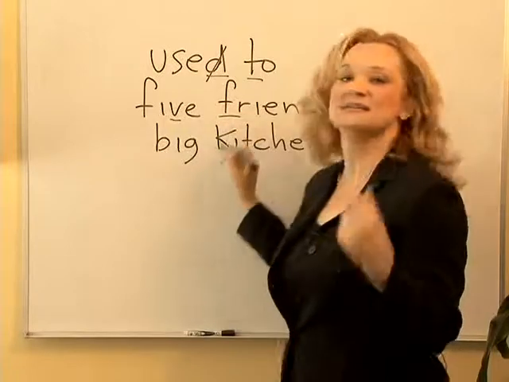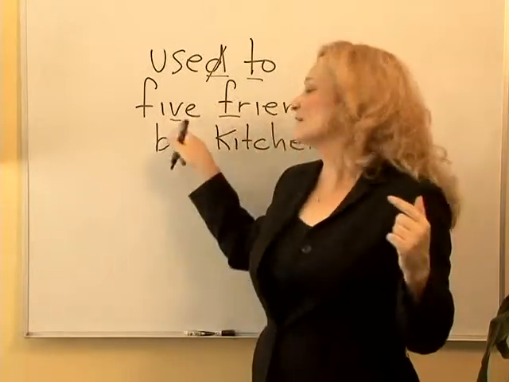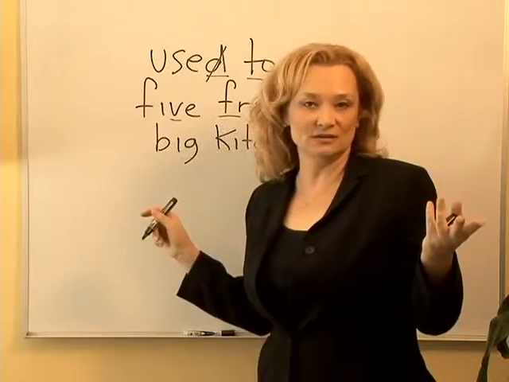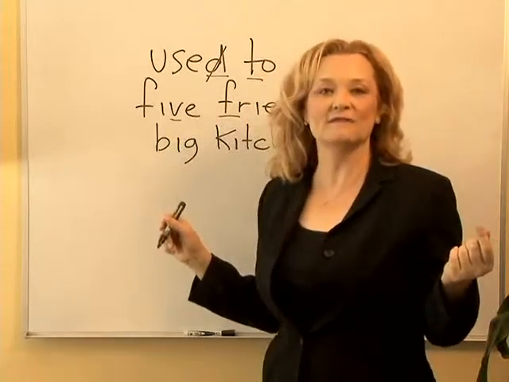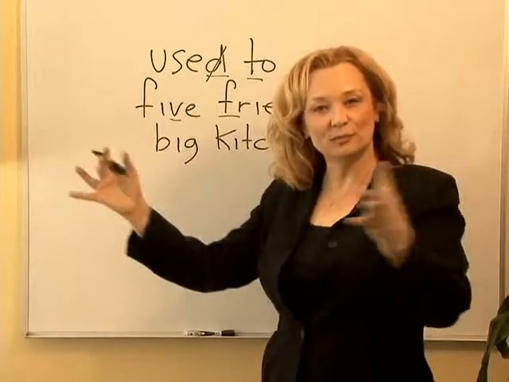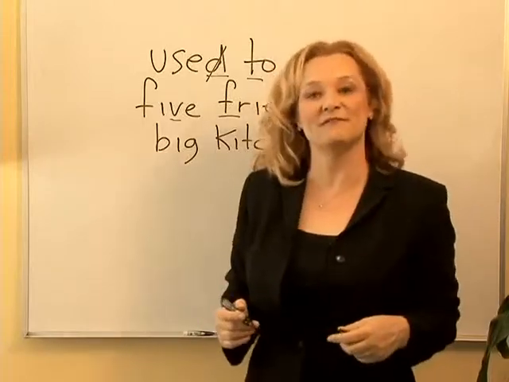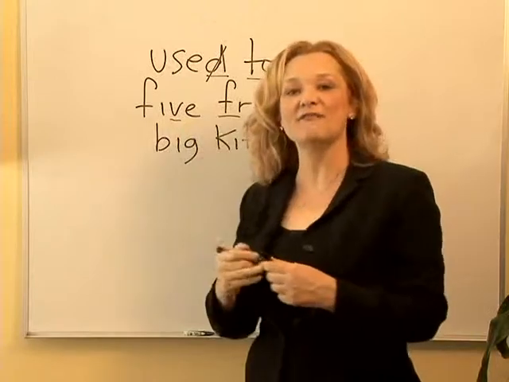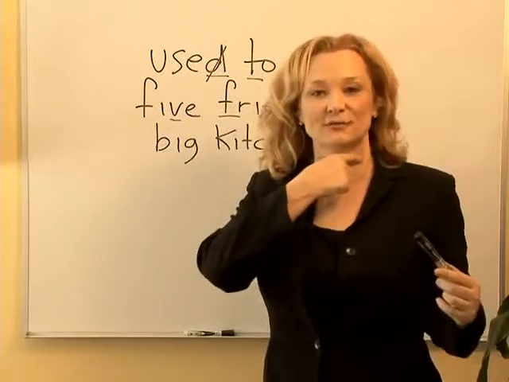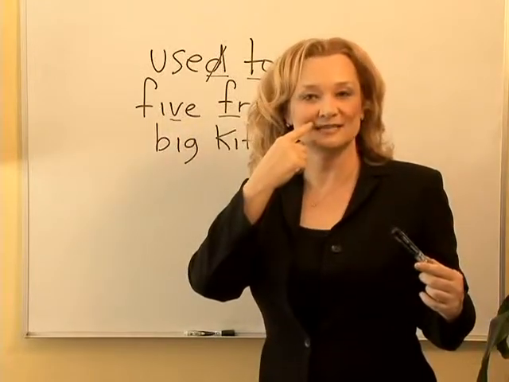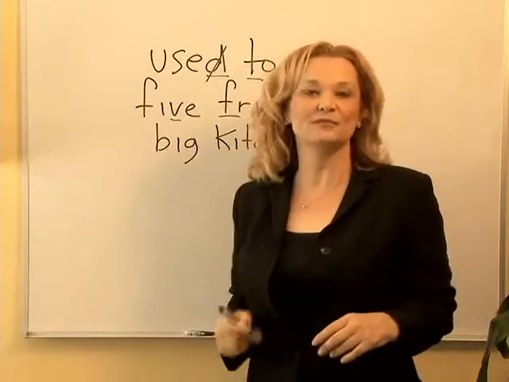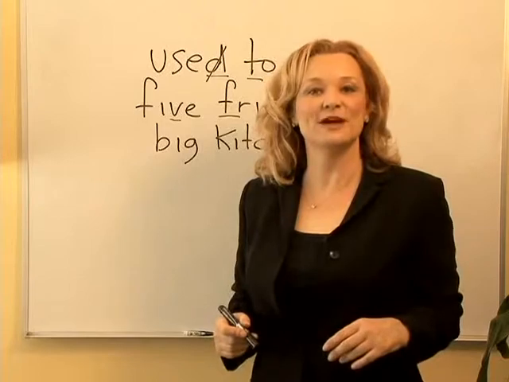Let's look at another example. Five friends. Look at my lips. Same point of articulation. So we wouldn't say I have five friends. We would blend them together and say I have five friends. The only difference between the V and the F is that V is voiced and F is voiceless. Otherwise, the lips are doing exactly the same thing. Repeat after me. I have five friends.